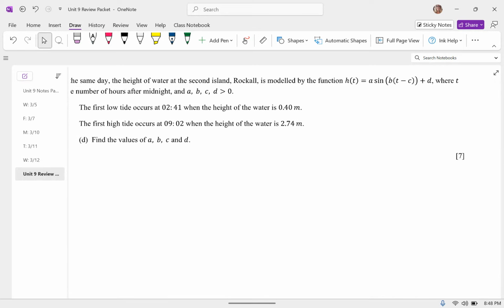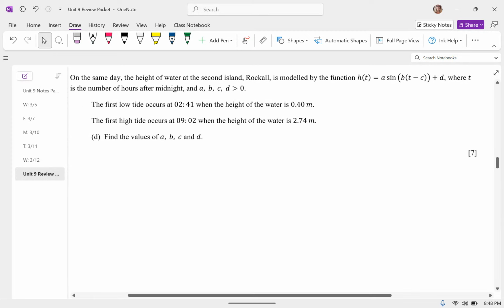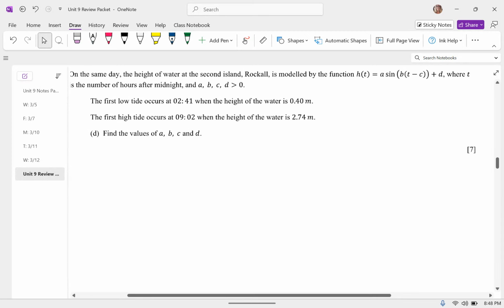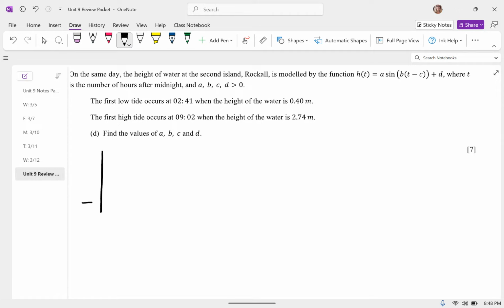All right, so on the same day, the height of water at the second island, Rockall, is modeled by the function h of t equals a sine of b times t minus c plus d, where t is the number of hours after midnight, and a, b, c, and d are all positive. The first low tide occurs at 2:41. Okay, so if I'm thinking about this, notice how they gave me minutes. So if I'm looking at hours on the x-axis, I have to convert those minutes. Anyway, around 2 and some change, that's going to be a low tide.